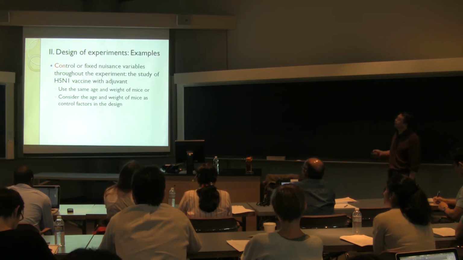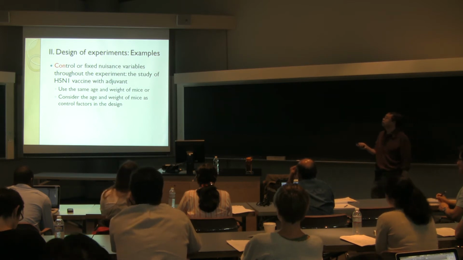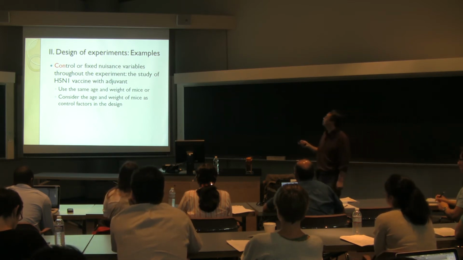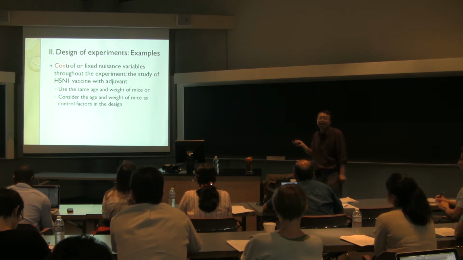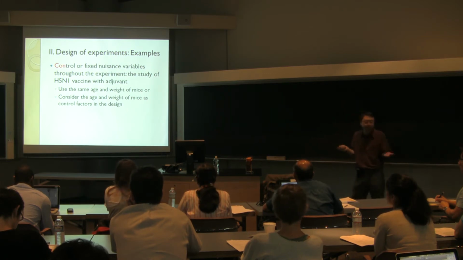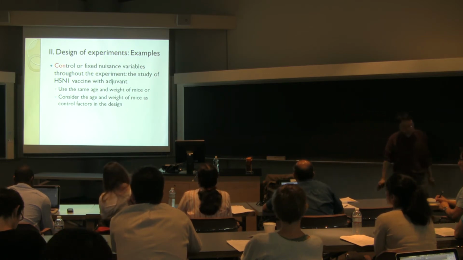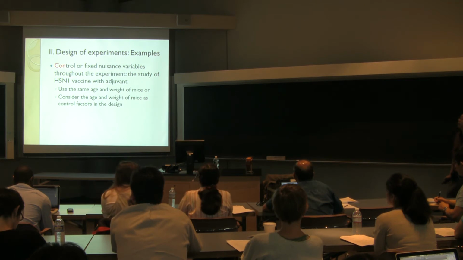And the third one is to control or fix the nuisance variables throughout the experiment. Again, for this vaccine study, I also mentioned that maybe use the same age or even the same weight of mice if you can, and consider age or weight of mice as a control factor in design. This is the way I just talked about. So these are some of the principles you may need to follow when you design experiments.